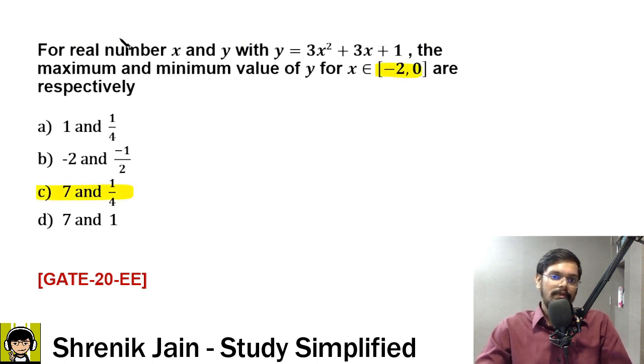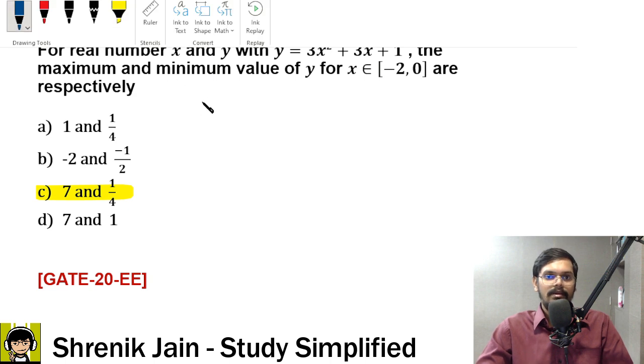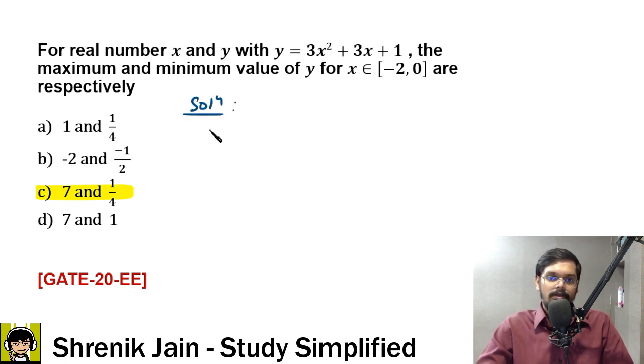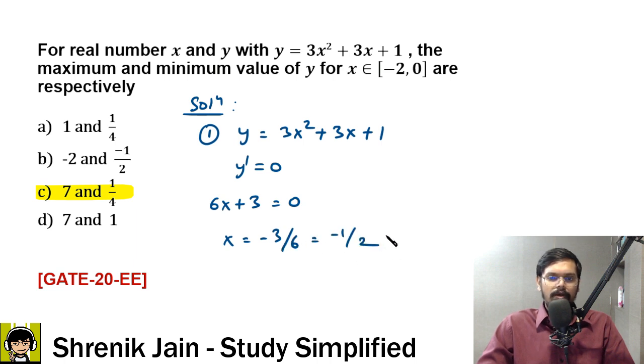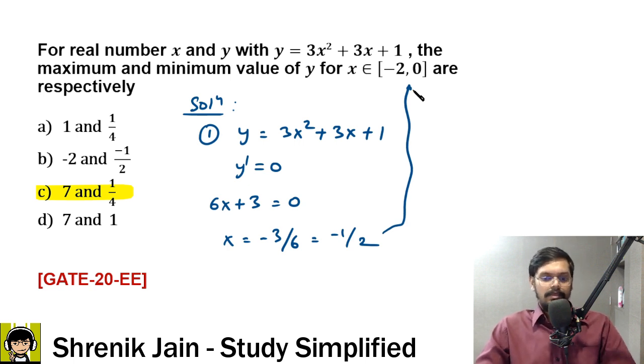Now this is a closed interval question, so we have to perform two steps. One is the standard way. So the standard way is we have a function 3x square plus 3x plus 1. Differentiate this with respect to x, equate it to 0 and get the stationary point. So differentiating with respect to x, it is 6x plus 3 equal to 0. So x is equal to minus 3 by 6, which is minus 1 by 2. Is minus 1 by 2 in this domain? Sir, minus 1 by 2 is there in the domain.